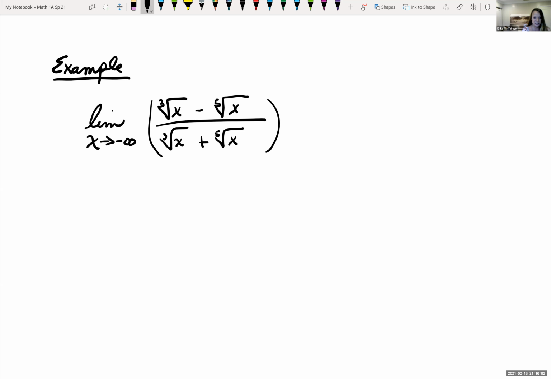First of all, we need to make sure we have radicals here and that when x is going to negative infinity, this is part of our domain. It is okay. Because these indexes here are odd, I can take an odd root of a negative number and get back a real number. And so I'm okay. If one of these were the square root of x, then it would not be okay. I can't go to negative infinity and take the square root of a negative number.